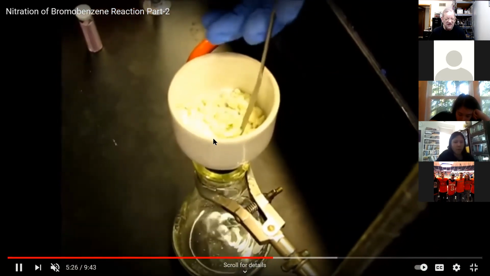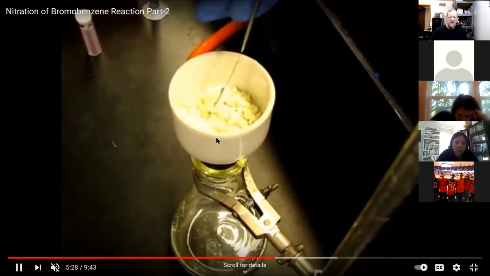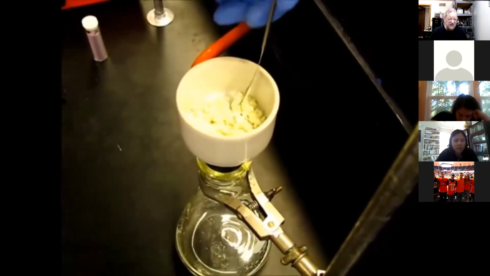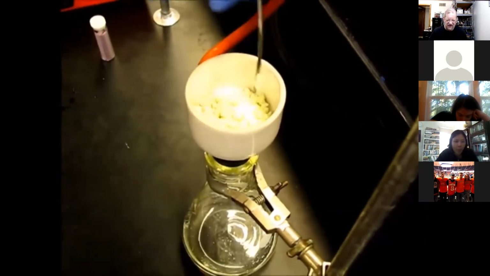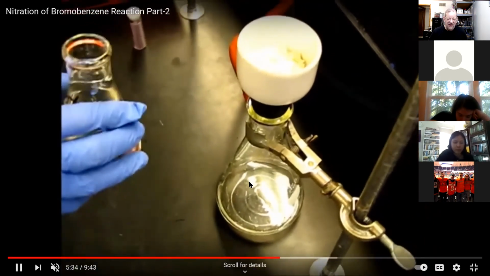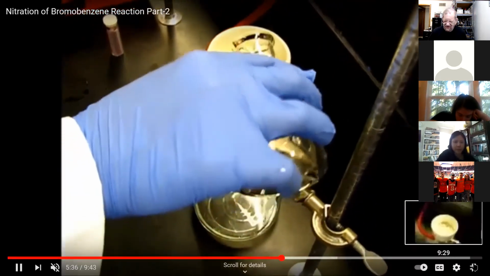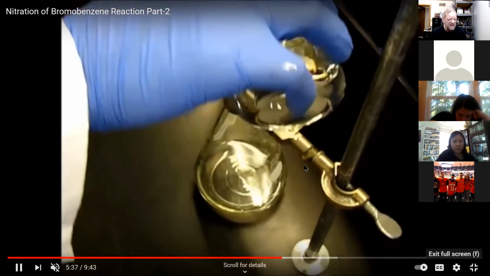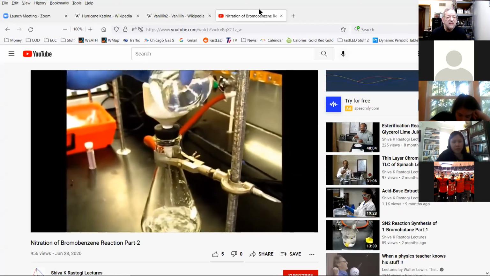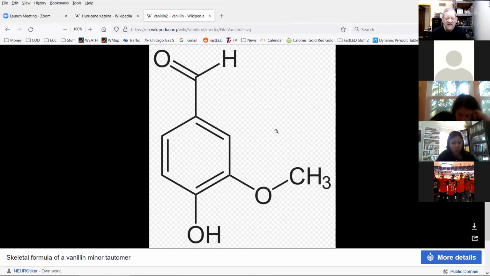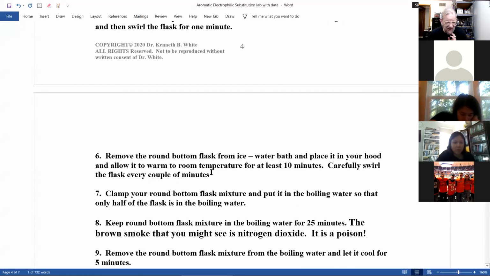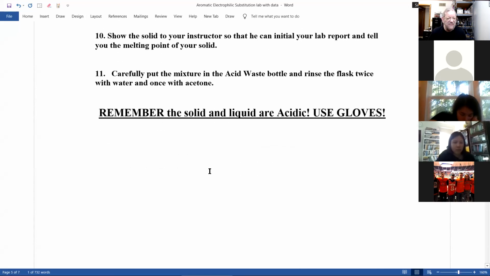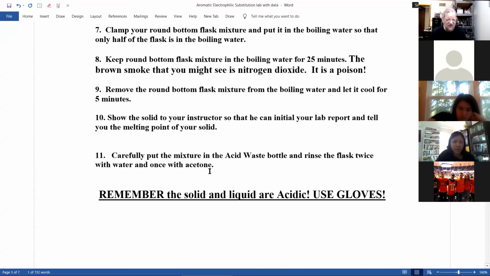If you look in there, there's the solid. What we normally do is let it sit on there because air is being sucked through there to dry it out. And then we do a melting point. And that's how you use a Buchner funnel. I thought I'd show you that. And then the rest of the lab, I'd show you how to properly clean up everything.